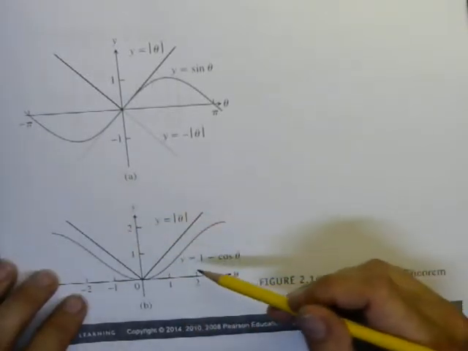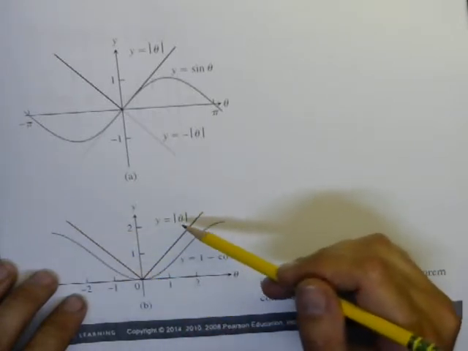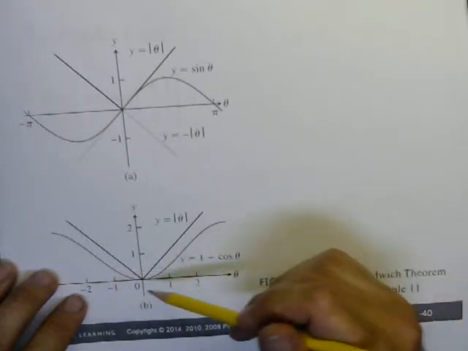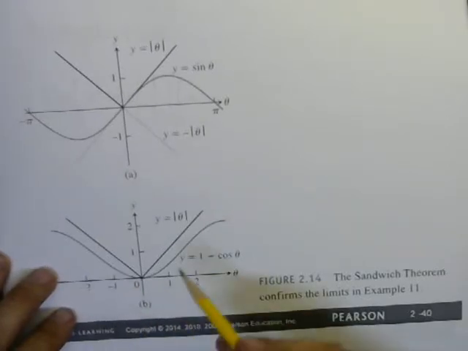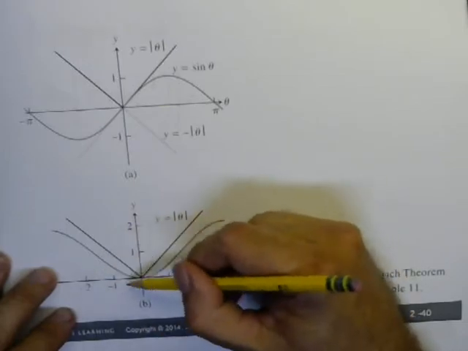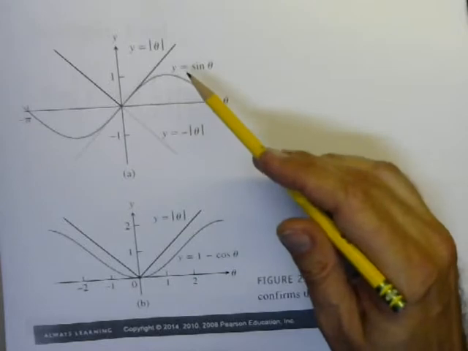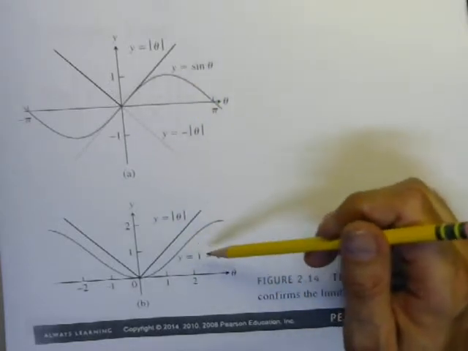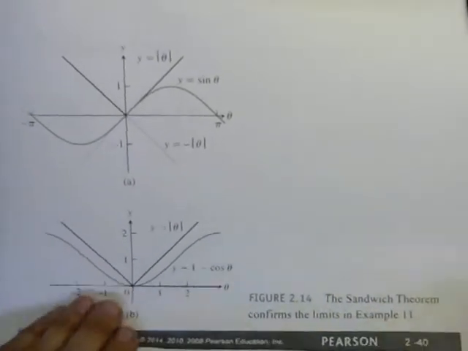But you can also try to sandwich this between two functions, like here we're sandwiching it between the absolute value of x, or the absolute value of theta, and just the constant function 1 here, right? And so again, this function and this function will approach height 0 as x approaches 0. So again, these two examples are kind of silly, right? Because you could sort of figure out the limit of sine of theta and 1 minus cosine theta without the sandwich theorem. But here are some examples.